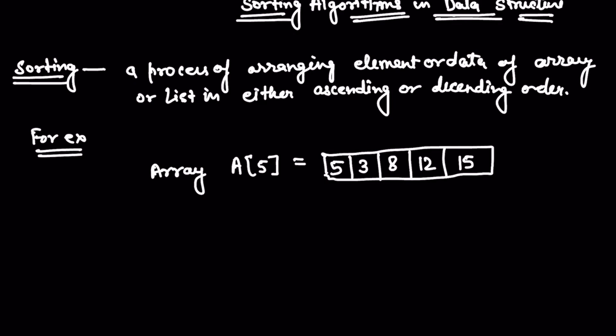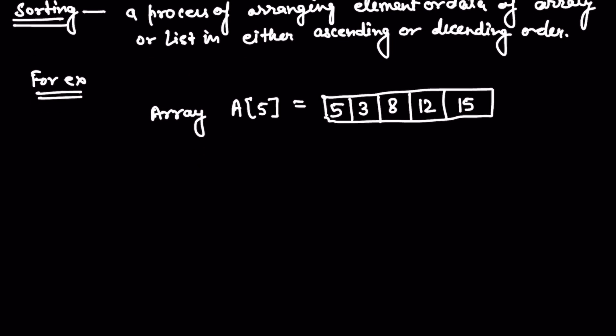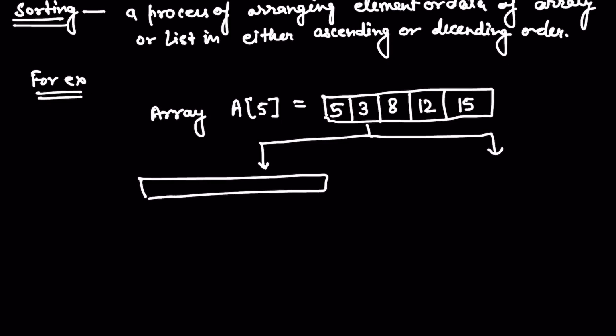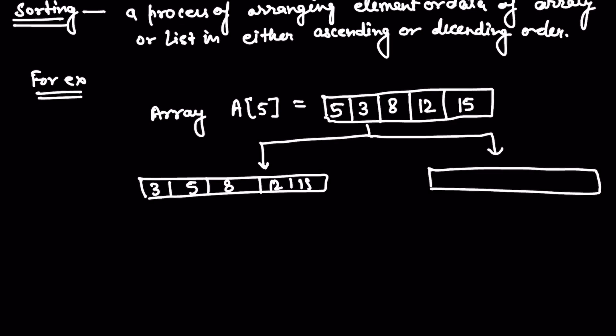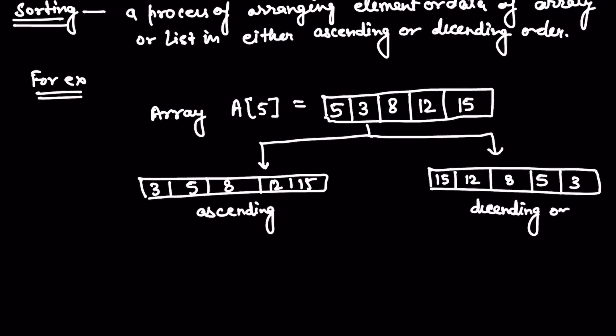So there are two ways to arrange this array using a sorting algorithm. We can arrange it in ascending order or in descending order. So 3 5 8 12 and 15. So this is in ascending order of this array A, and this is the array after arranging these elements in descending order. Okay.